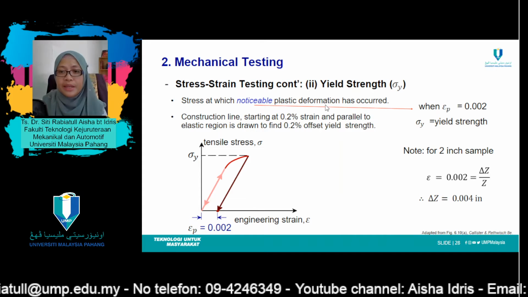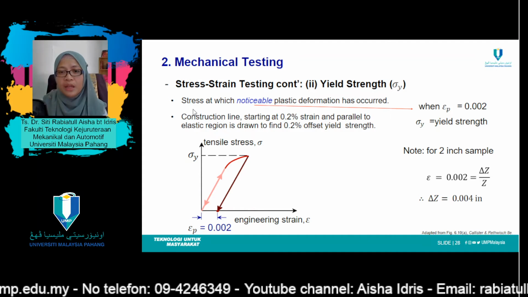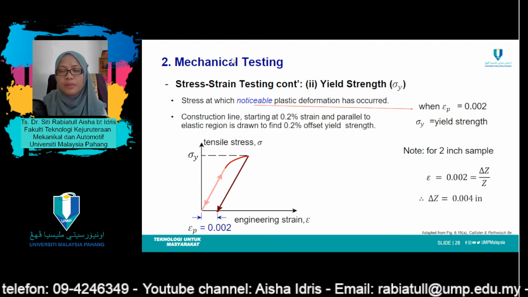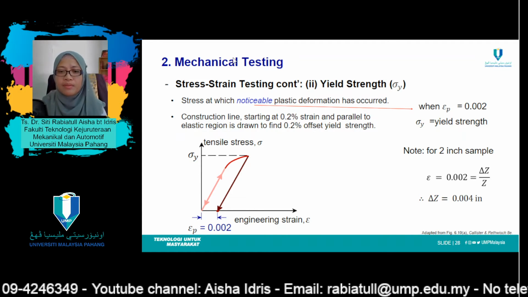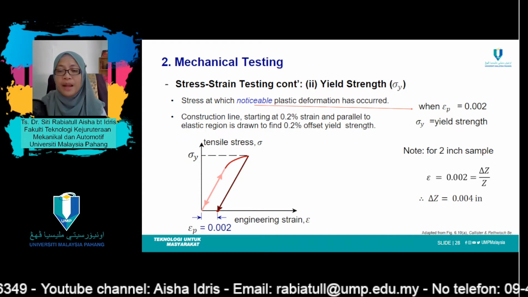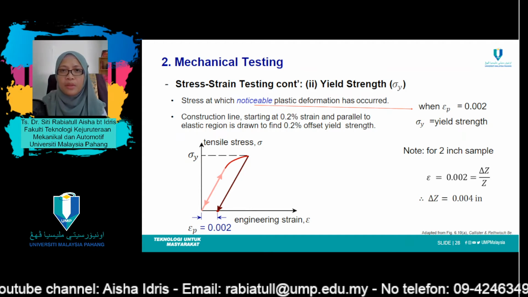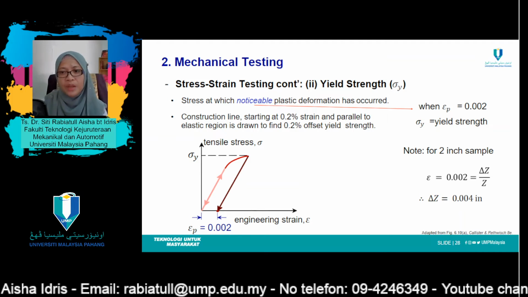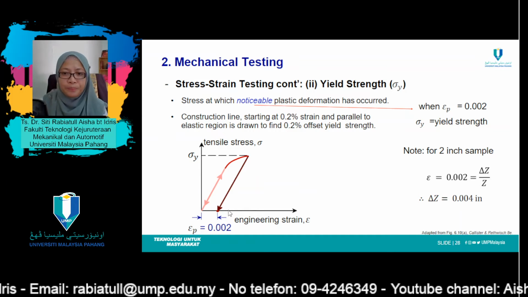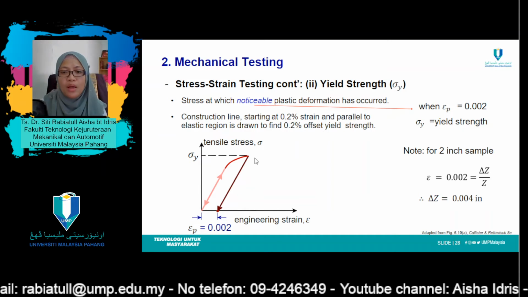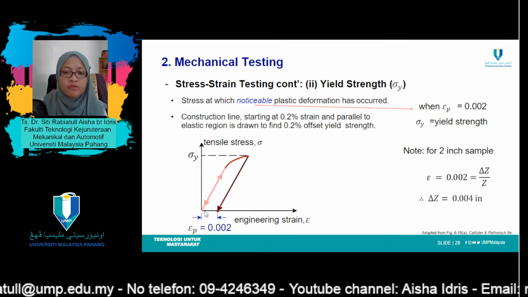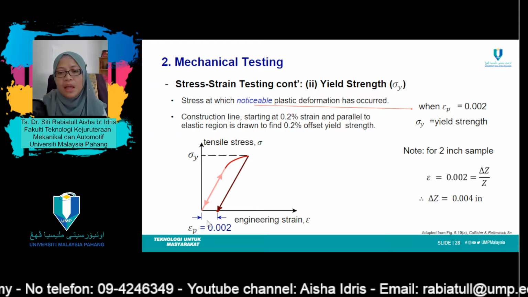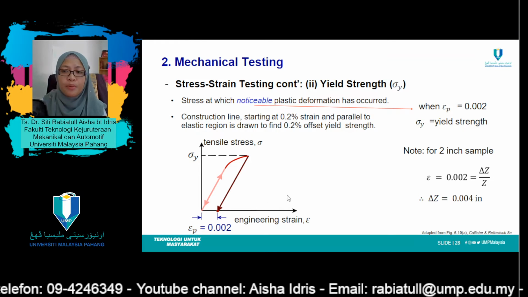Number two is yield strength. Yield strength is the point where it turns into the plastic region. In other words, it refers to the last point of the elastic region. And as mentioned to you just now, once it goes back to the original form, there is still a little deformation that occurs with an offset of 0.2%.